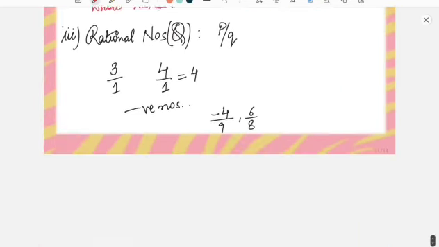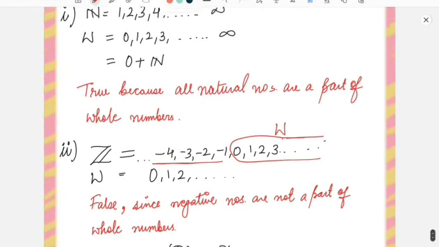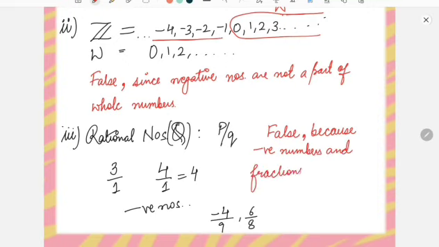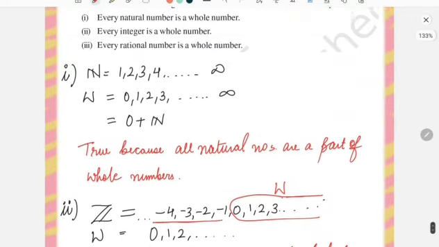That the given statement, the third statement that we have here, every rational number is a whole number, is false. The third statement that we have here is false because negative numbers and fractions are not a part of whole numbers. Alright, ये part नहीं होते हैं, that is why the given statement is false and all the rational numbers are not whole numbers.